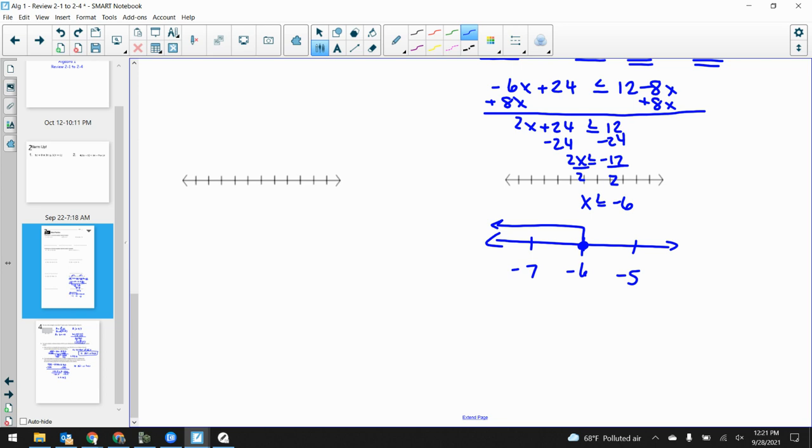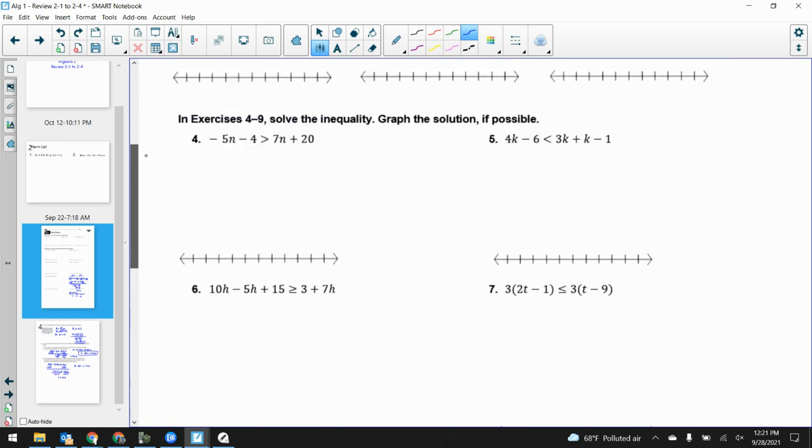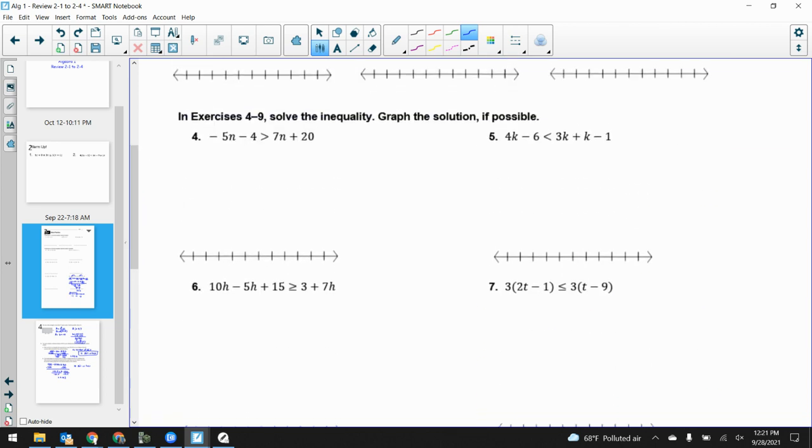Okay, give me another one to go over. Number 4. Looking up here for number 4. All right, so now, is there any simplification needed? No. There's no distributive property, no combining like terms.